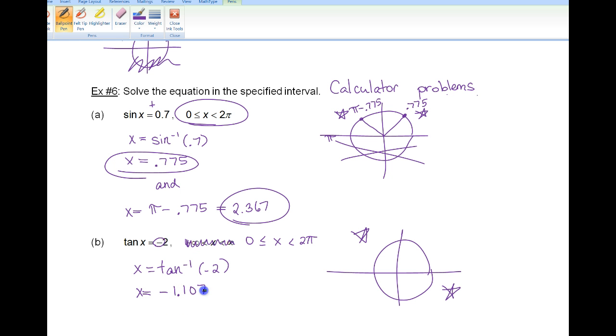Is that the one in the fourth quadrant? Okay, now there's a little bit of a problem with that answer. Can you look at the domain that I gave you? What's the domain that I told you to change it to? X is between 0 and 2 pi.